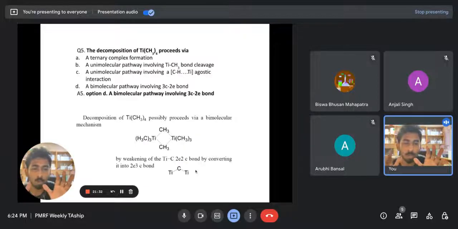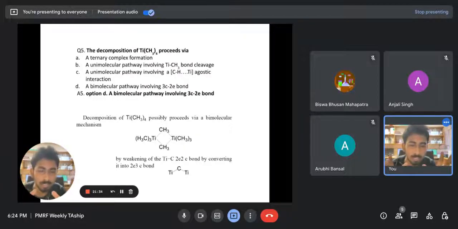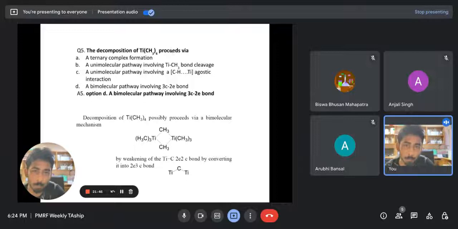That's why, if the bond order decreases, we know the compound's strength or stability goes down. That's why when titanium CH3 proceeds by a bimolecular mechanism, the bond strength gets decreased. That's why the decomposition of titanium CH3 takes place. So the take home message from this slide is that since titanium CH3 has a 2C2E bond, by this bimolecular mechanism, forming a 3C2E bond, the weakening of the bond occurs because the bond order decreases. This is the bimolecular pathway for the decomposition of titanium CH3.